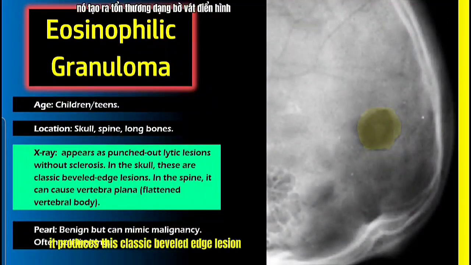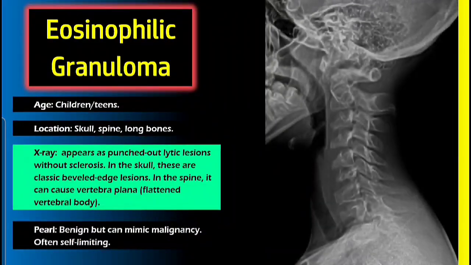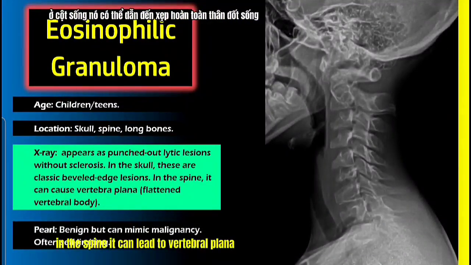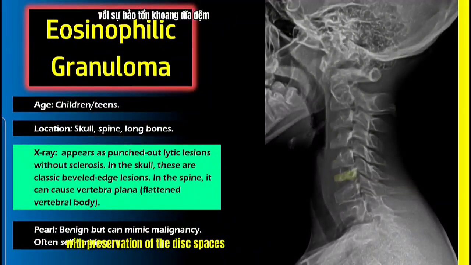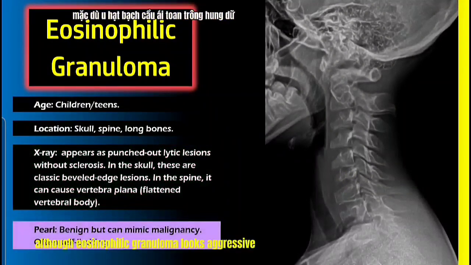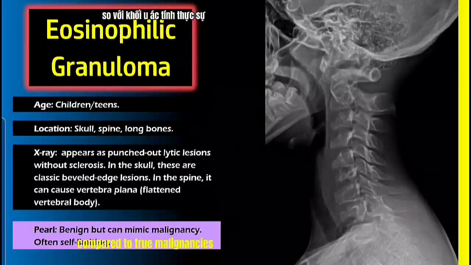In the skull, it produces this classic beveled edge lesion due to the asymmetric destruction of the inner and outer tables. In the spine, it can lead to vertebral plana, which is complete collapse of the vertebral body with preservation of the disc spaces. Although eosinophilic granuloma looks aggressive on X-ray, it usually follows a benign and self-limiting course and has a much better prognosis compared to true malignancies.